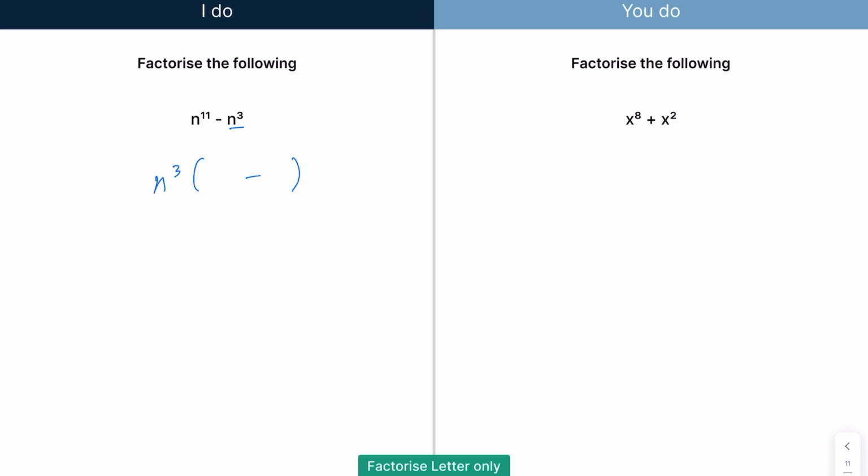Now ask yourself the question, what do I multiply by this to get n to the power of 11? That's just going to be n to the power of 8. What do I multiply by this to get n cubed? That's just going to be 1. And again, hopefully you've pressed pause and had a go at this. So we take out the smallest power, and that's x to the power of 6 plus 1.